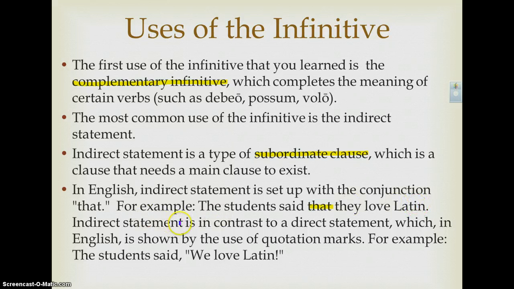The indirect statement is in contrast to a direct statement, which is in English shown by quotation marks. So the fact here is that what the student said is being indirectly reported, right? Set up by this that. If it was a direct statement, it would be: the student said, comma, quotation marks, we love Latin. But we're indirectly reporting what they said. So the student said that they love Latin.